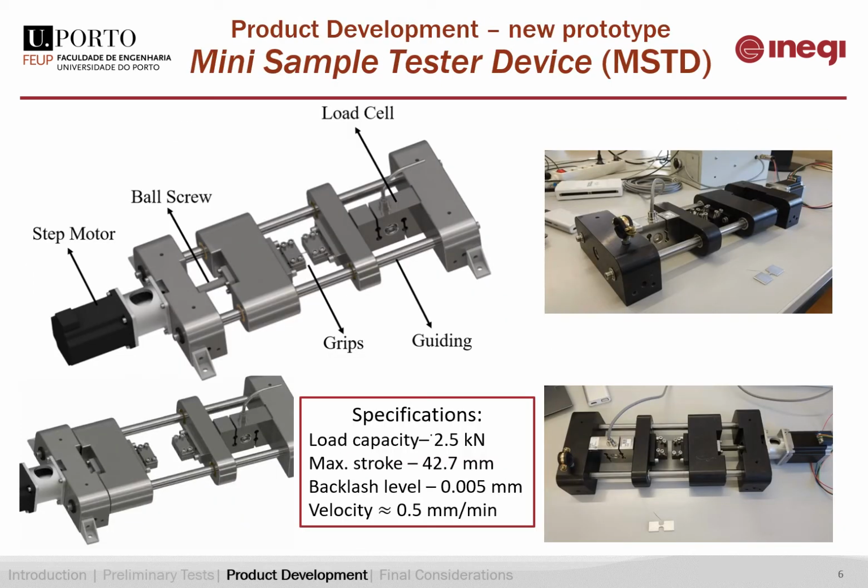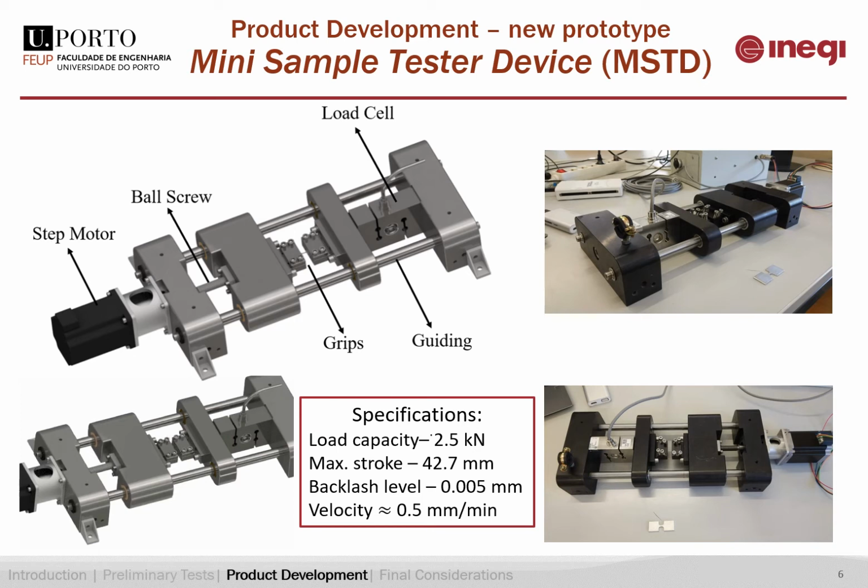After the preliminary tests, a new prototype, the mini sample tester device, was developed. This equipment, represented on the image, is capable of testing mini specimens in uniaxial solicitations, compression and tension. It has a maximum load capacity of 2.5 kilonewtons and a possible stroke of analysis near 43 millimeters.